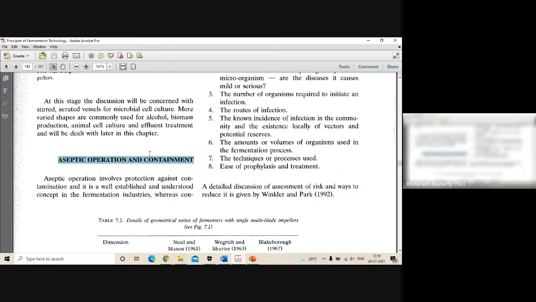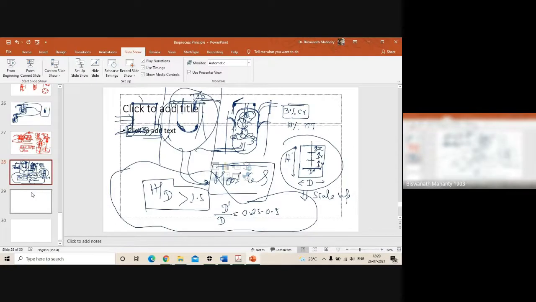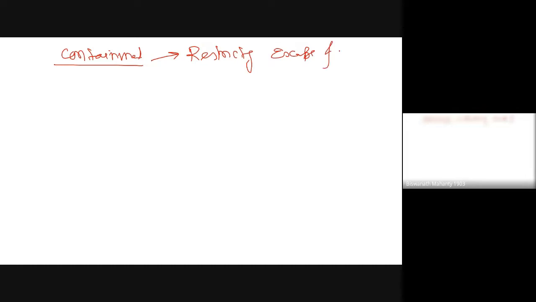Now, when I am going for aseptic operation and containment, that is another discussion I will have today. So basically, our focus is what kind of material you can have, what dimensions you should have, and we should also talk about containment. What do you mean by containment? It is restricting the escape of microorganisms or contamination. Both are very important.